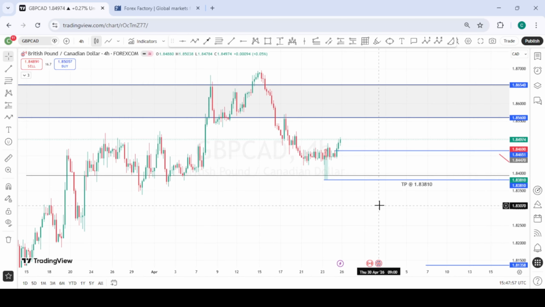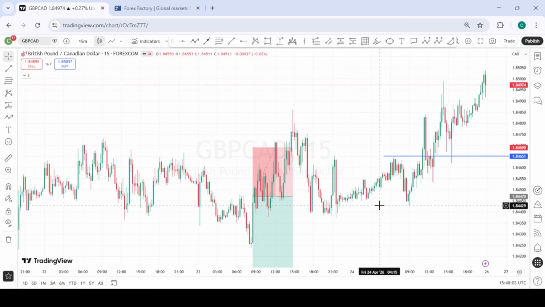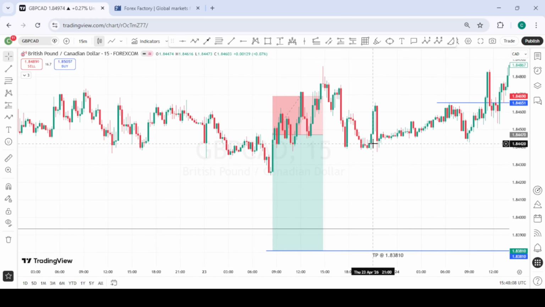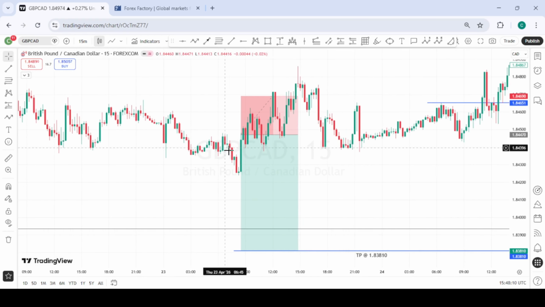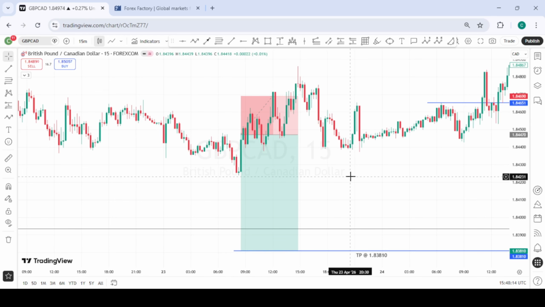So this is GBPCAD. This setup was not shared last week, but we saw this opportunity, we took it, and it was a loss. We were entirely wrong about GBPCAD, so we took a loss on this position. We got some confirmations here, but it was a loss on GBPCAD.